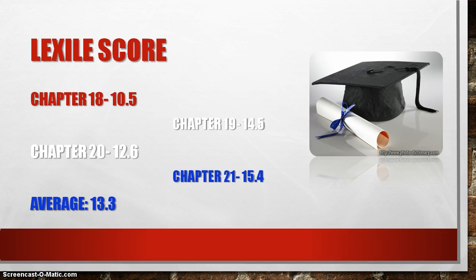readabilityscore.com to gather this data, and what I figured out is that Chapter 18 got a score of 10.5, meaning that it falls slightly over a 10th grade reading level. Chapter 19 received a score of 14.5, Chapter 20 a score of 12.6, Chapter 21 a score of 15.4. When averaged together, the book received an overall score of 13.3, which is slightly above a high school level. This book could be used in classes for gifted and talented government students.